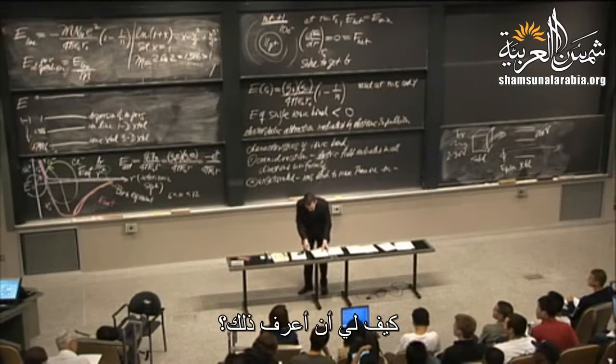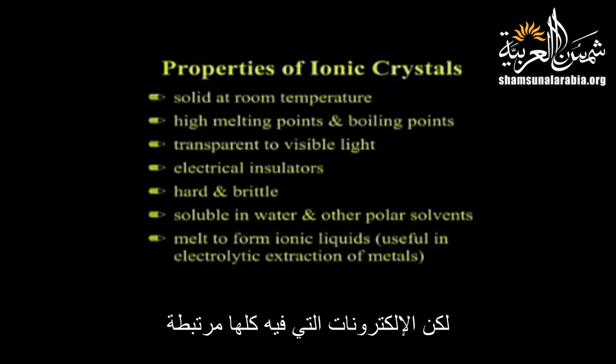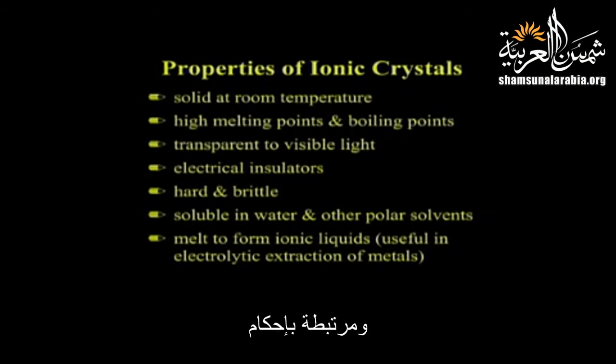Electrical insulator, how do I know that? Well, all that glitters is not gold, but it must have free electrons. And these electrons are all bound. And they're tightly bound.